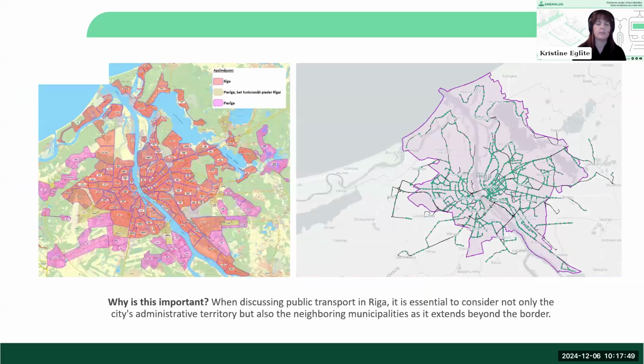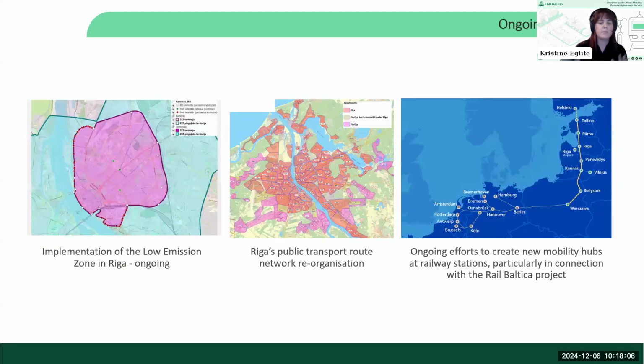And why is this important in the context of public transport? Because when we talk about public transport in Riga, we are not only referring to the administrative territory of the city, but also to neighboring municipalities, as the service extends beyond the city border. Specifically, in the context of today's discussion, the 3 ongoing projects deserve our attention, where the first one is implementation of low emission zone in the city, which also involves modeling residents' mobility patterns, including changes in modal split, and proposing traffic reorganization solutions. Then the second one is development of scenarios for public transport network reform based on travel patterns and travel time analysis.